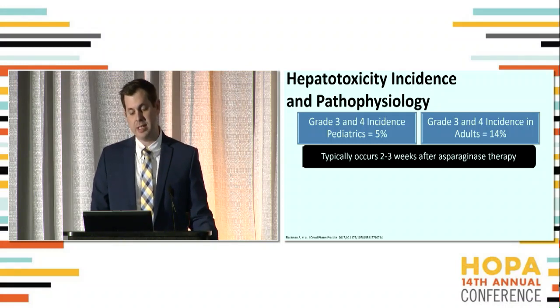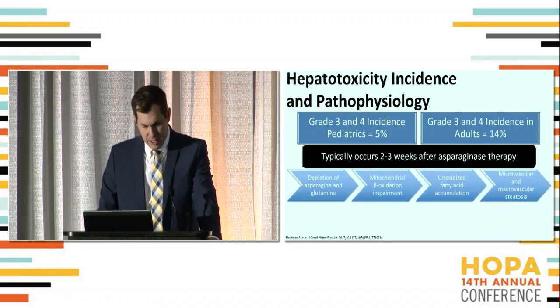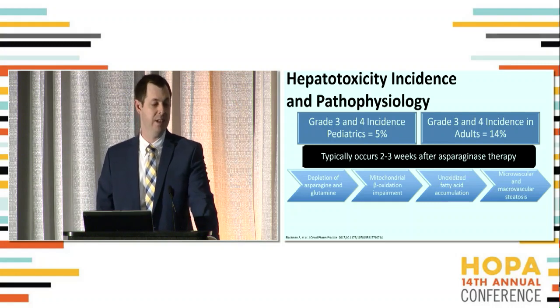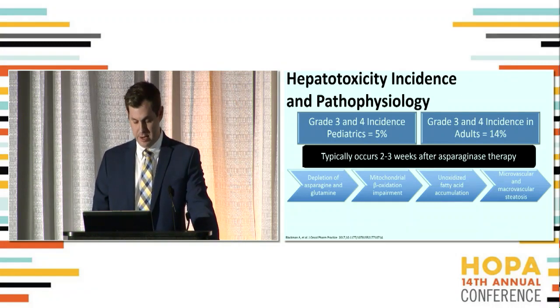Typically, hepatotoxicity occurs 2 to 3 weeks after asparaginase therapy. And the proposed mechanism of action is that depletion of asparagine and glutamine ultimately leads to mitochondrial beta oxidation impairment, which leads to fatty acid accumulation, which can ultimately lead to microvascular and macrovascular steatosis. Although this hasn't been well defined, this is the running theory.